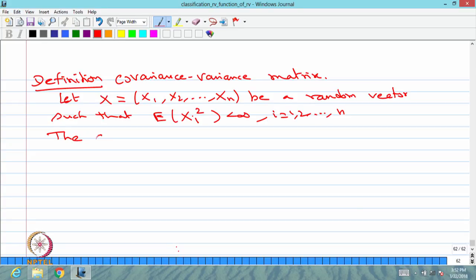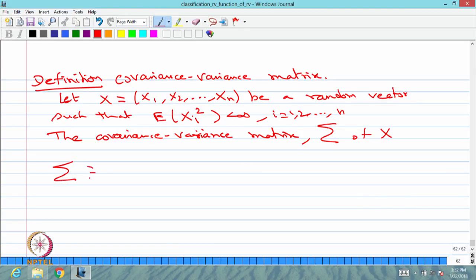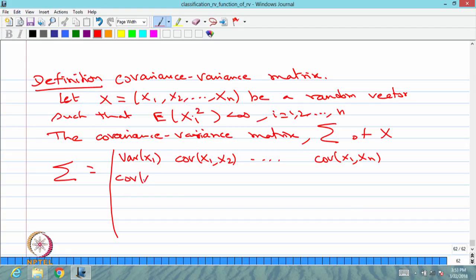Then the covariance variance matrix, that is denoted by, in the big summation notation, sigma of the random vector X, is defined as a matrix whose elements are: the first element is variance of X1, and the first row second element is covariance of X1 and X2, like that so on. The first row last element is covariance of X1 with Xn. Now coming to the second row. Second row is covariance of X2 with X1.